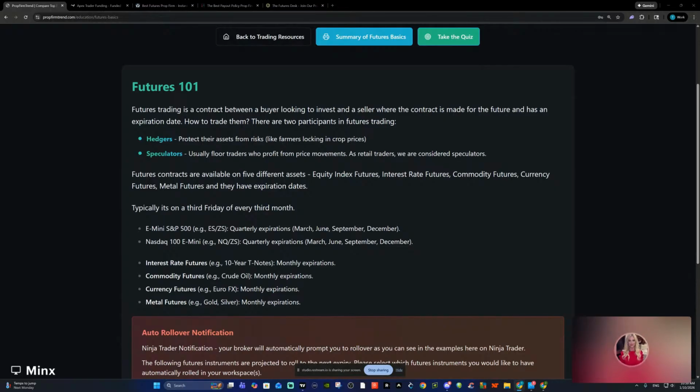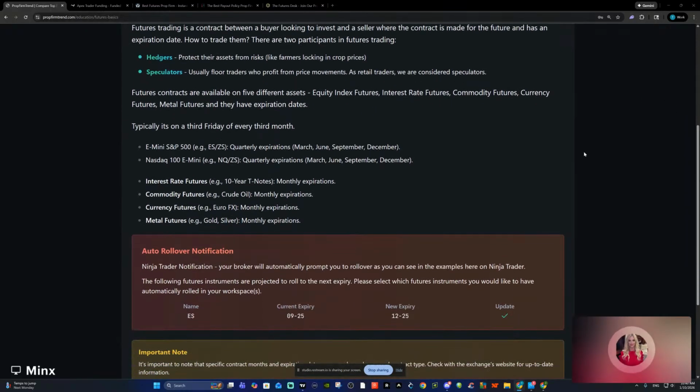Your broker, no matter what you're using, whether you're using NinjaTrader or Tradovate, whatever it may be, Interactive Brokers, they will automatically prompt you to roll over your expiration date. So here, for example, it's going to give you a little notification, and then you just click update, and that's it.